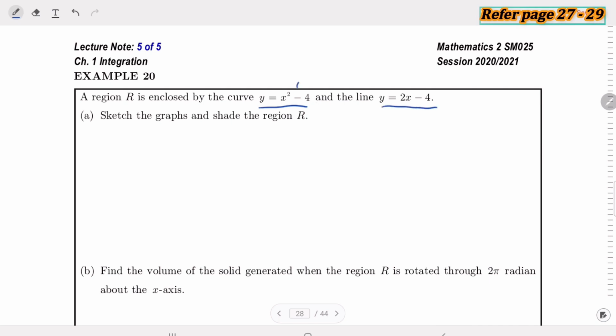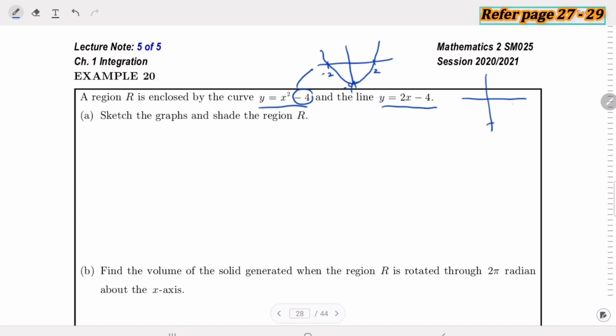So we know that this quadratic graph will intersect the y-axis at -4. The roots of this function, x squared minus 4 is (x plus 2)(x minus 2), so -2 and 2. I just want to give the idea of how the graph would look like, and it cuts at -4 here, so something like this. How about this linear? This linear is a positive linear, so it also cuts at -4.